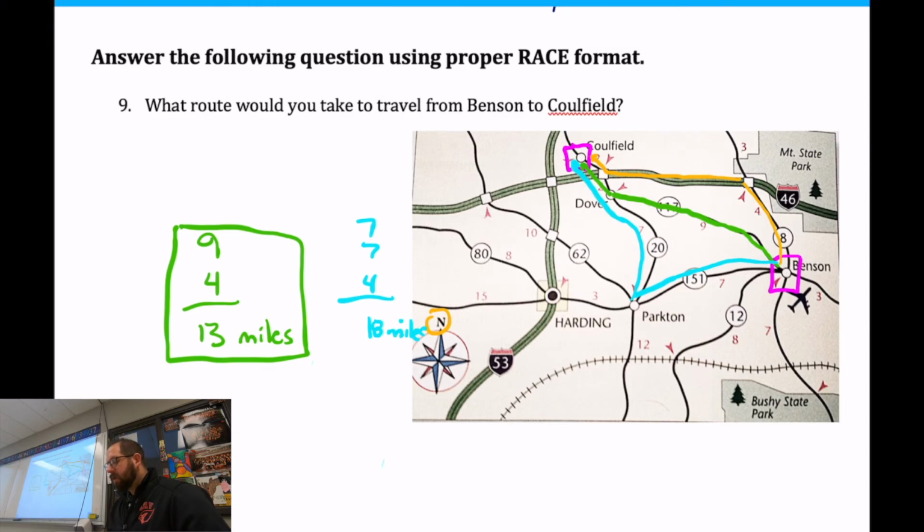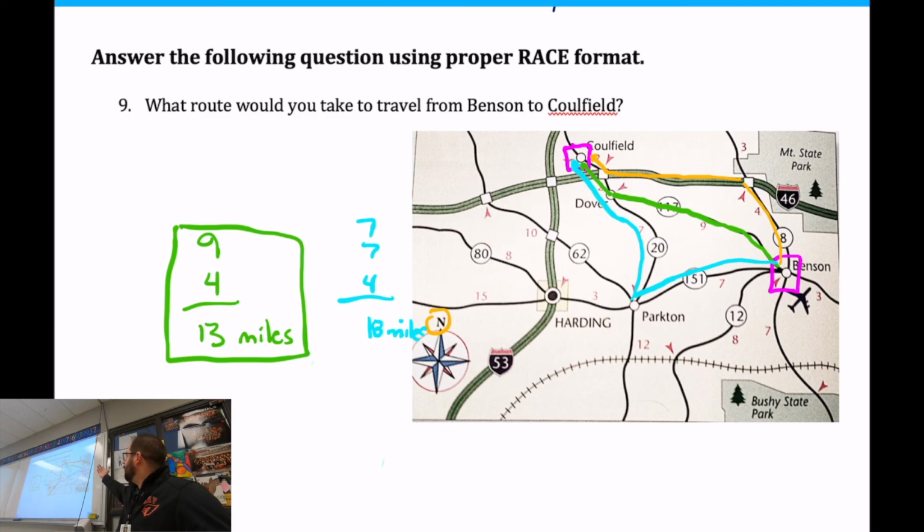The other routes that I could potentially have taken were, and I would go into explaining. I could have gone over to Parkton 7 miles and directly west on 151, then taking a right on Highway 20, traveling, what is that? 7 plus 4 plus 4, is that 15 miles directly north? Or no, is that about 11 miles directly north on Highway 20 from Parkton up to Coalfield? And that's too many miles. And that's something I would explain in my directions.